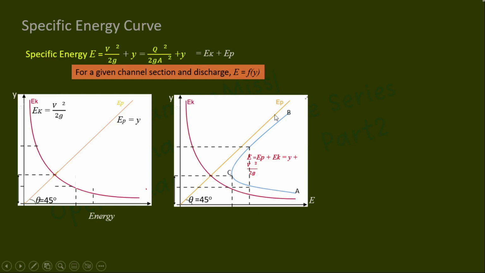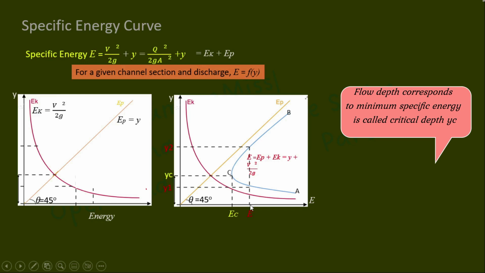This curve ACB has two limbs, CA and CB. The limb CA is going asymptotically towards the energy axis, whereas the limb CB is going asymptotically towards the potential axis. When you observe this curve ACB, you can see that as the y value increases from low to high, the specific energy decreases and reaches a minimum value. Then it starts increasing with increasing value of y. The point C represents the minimum value of specific energy, and the flow condition corresponding to this minimum specific energy is called the critical flow condition.